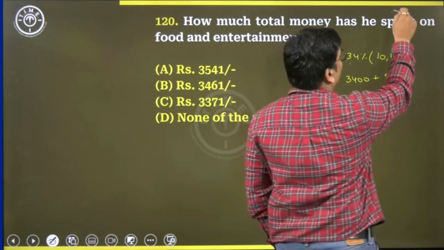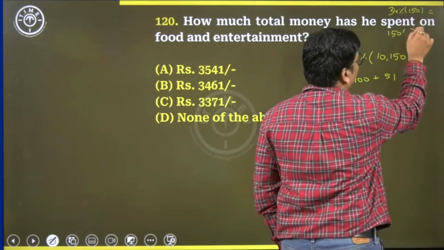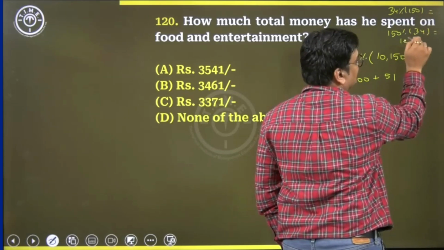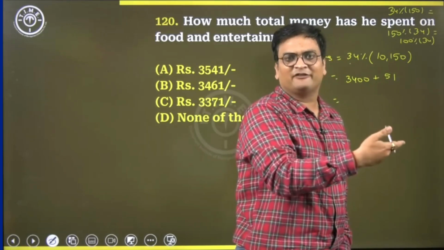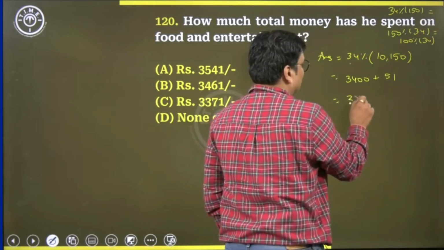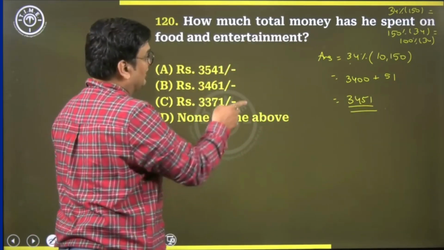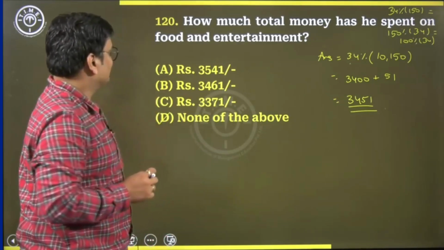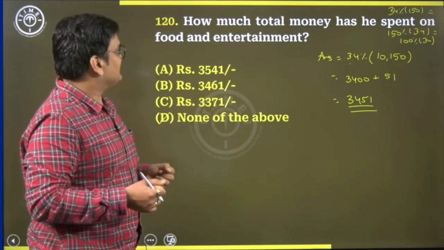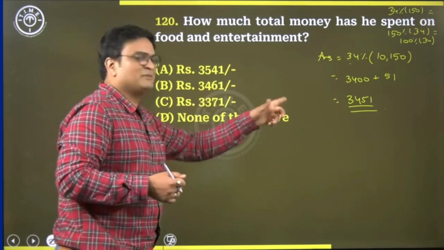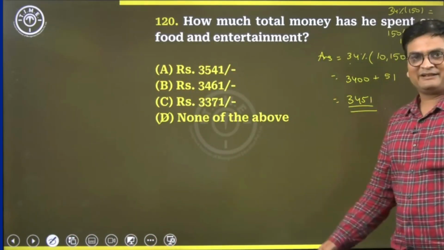How did we do it? 34% of 150 is same as 150% of 34, which is nothing but 100% of 34 plus 50% of 34, which is 34 plus half of 34, 51. Thus my answer will end up being 3,451. So thus we'll mark none of these as the answer, because we have 3541, we have 3461, slightly higher than that, we have 3371, lower than that. So the best option choice will be none of these, because we have none of these given. So we'll mark D as the correct answer.